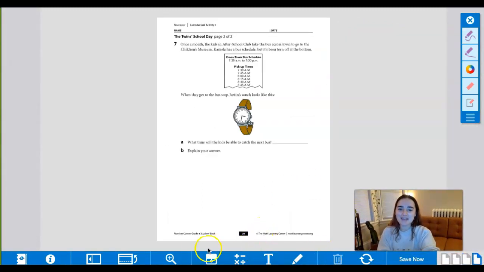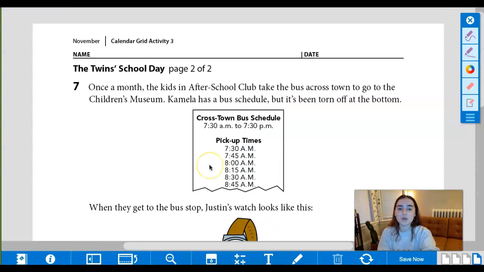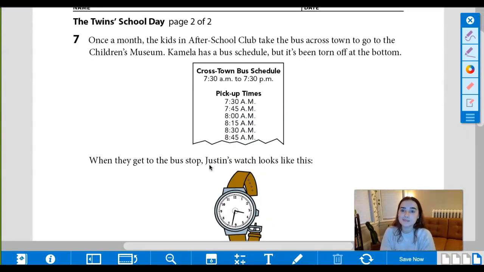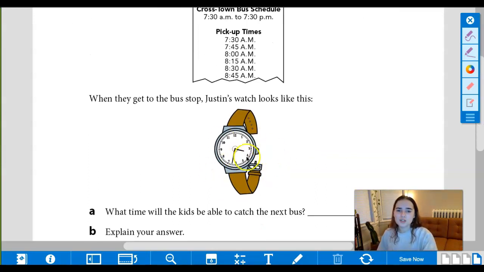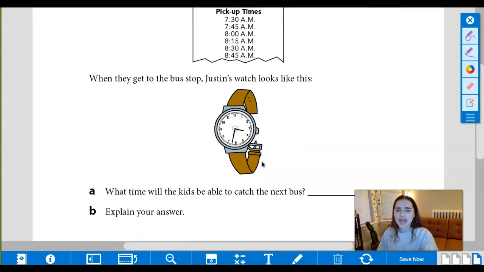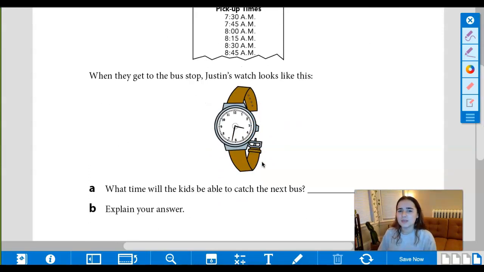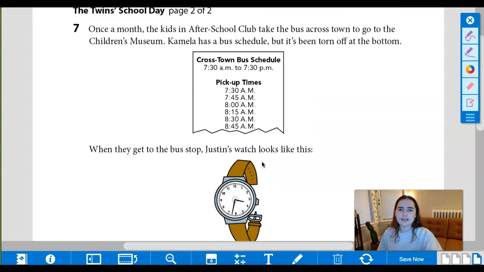Let's take a look at page 26. Page 26 is one question with a couple steps. Once a month, the kids in after school club, that same after school club, take the bus across town to go to the Children's Museum. Camilla has a bus schedule, but it's been torn off at the bottom. When they get to the bus stop, Justin's watch looks like this. A. What time will the kids be able to catch the next bus? B. Explain your answer.